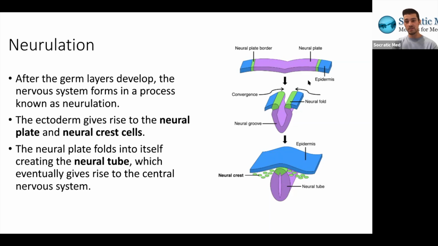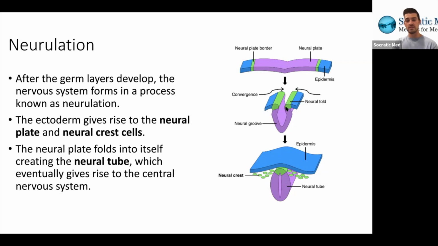So I placed this graphic right to the right. You can take a look at the top. The neural plate is here in purple. So it's sort of folded in half. This will eventually become the epidermis, this blue outer, and then the neural plate border is going to fold over and will become the neural crest cells.